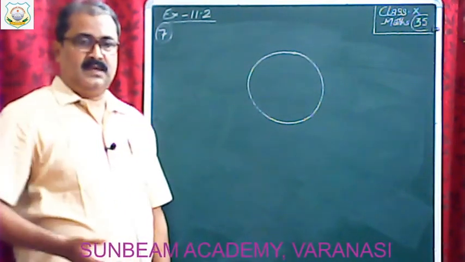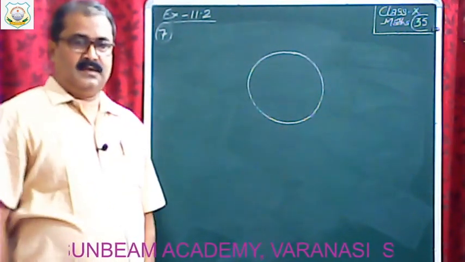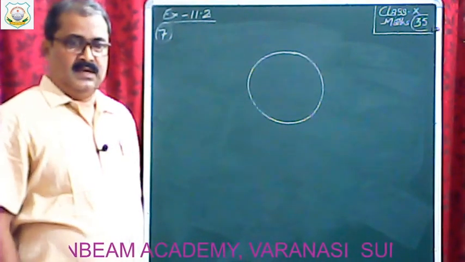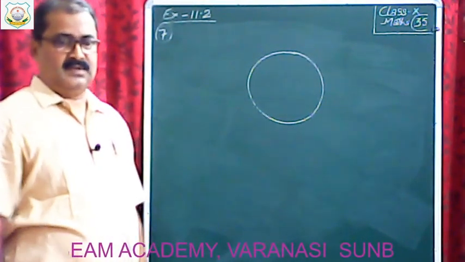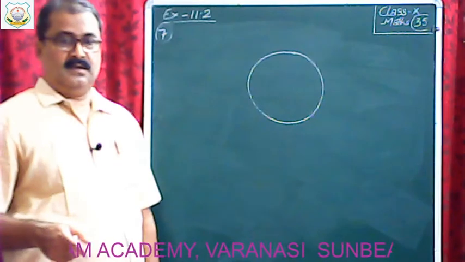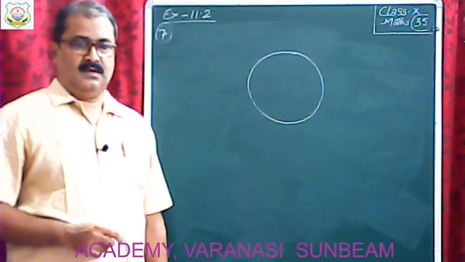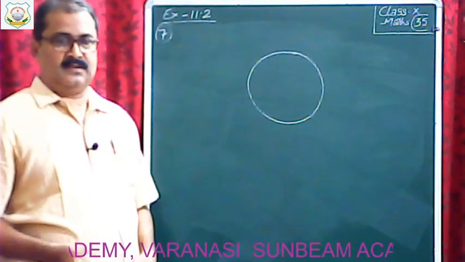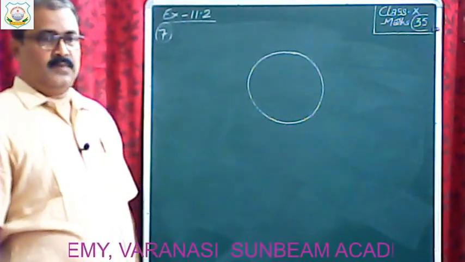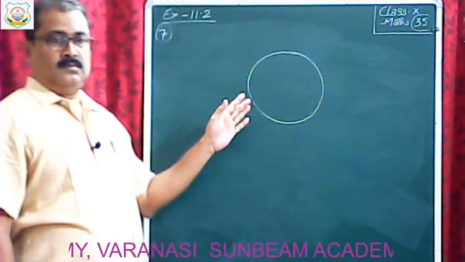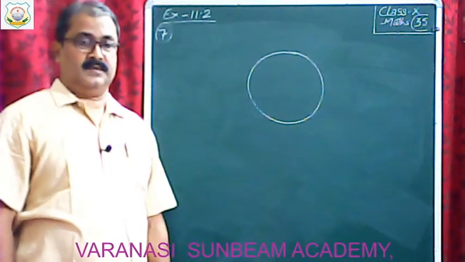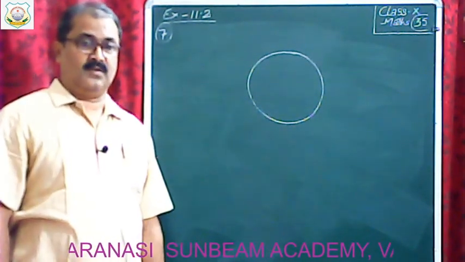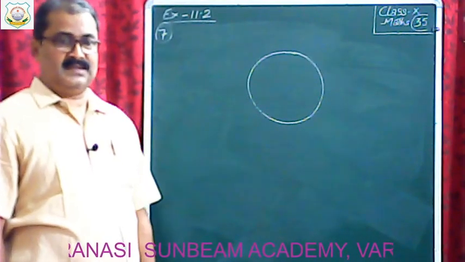But without the center, we cannot draw tangents, isn't it? Because as per your curriculum, it is given to use the center to draw tangents. Another process we have, without using the center, but it is not in your syllabus. So for that, you have to find the center of the circle. That you have done in class 9th.